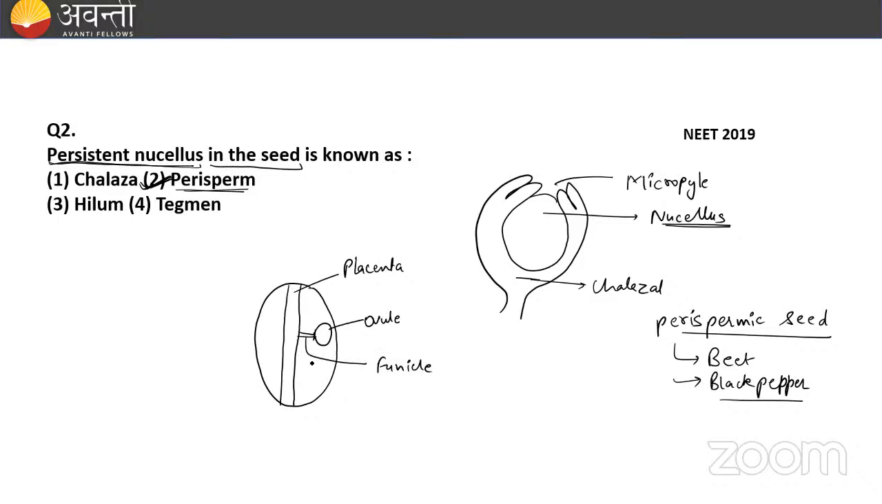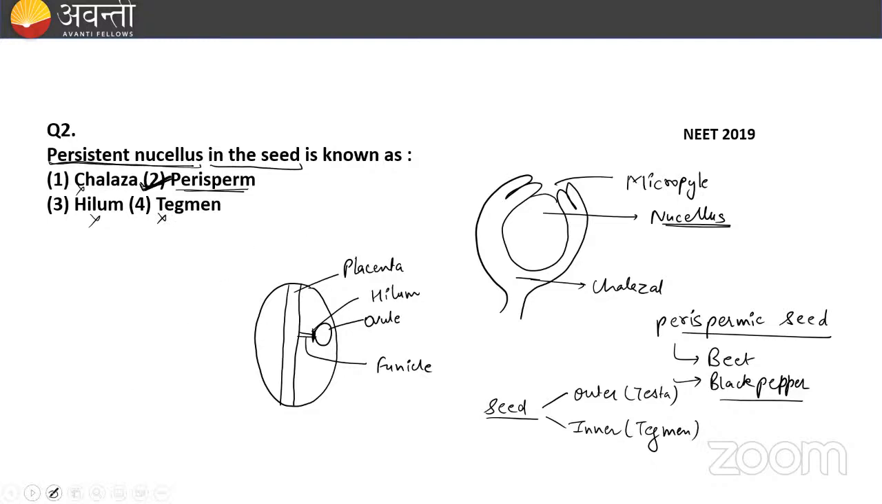And the point at which this funicle is attached to the ovule, this junction is known as hilum. Okay. So first is incorrect, third is incorrect. Now fourth says tegmen. We know that a seed has two coats, outer and inner. Outer is known as testa and inner is known as tegmen. So this is also incorrect. So the correct option is 2, which is perisperm.